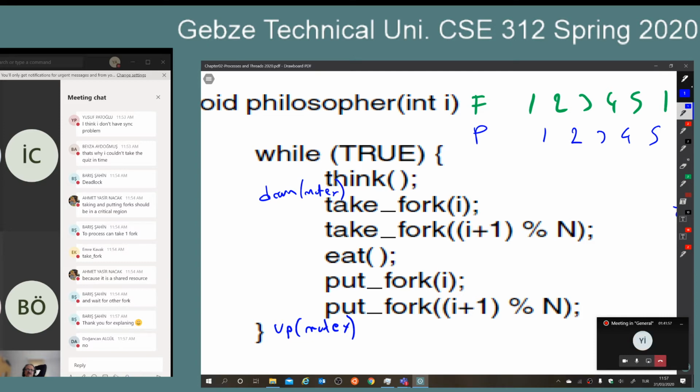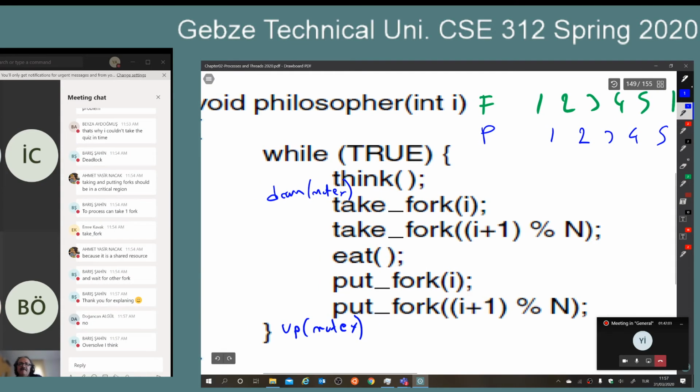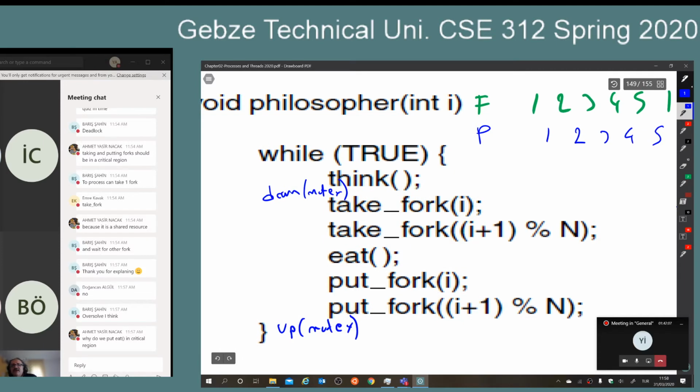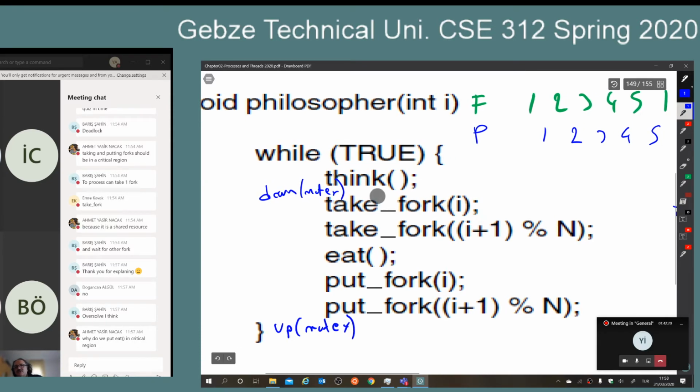Doğancan says no. Why? Because if I am process number 1, and the mutex is available, I take fork number 1, I take fork number 2, and I should not worry about anything because nobody else can take fork number 2, because I got the mutex. If I get fork number 1 and a switch happens, the second process cannot go into this region, right?